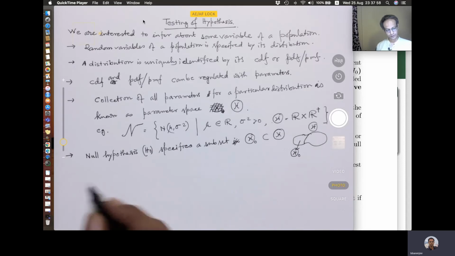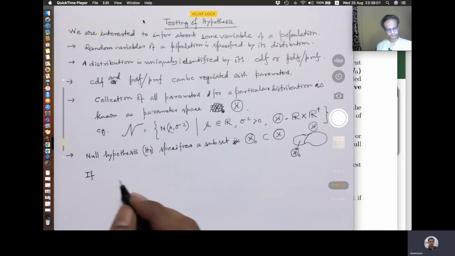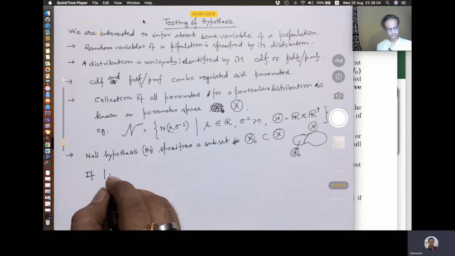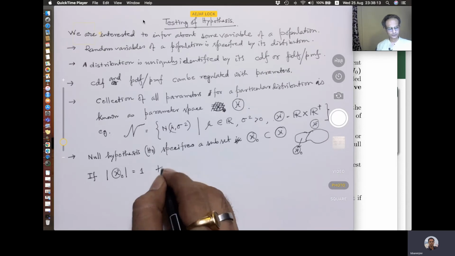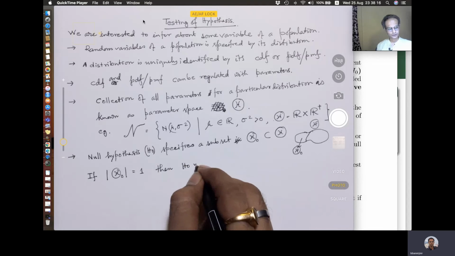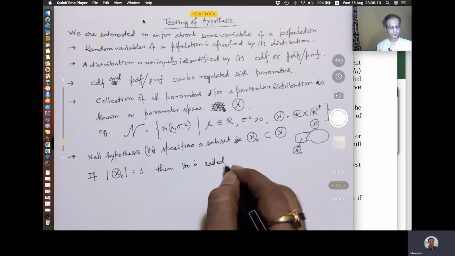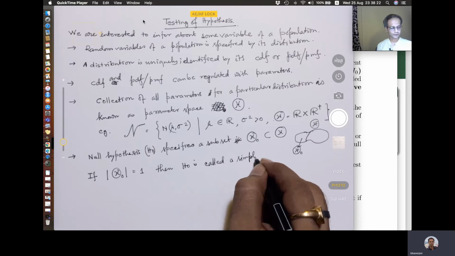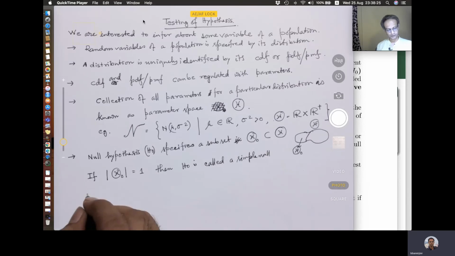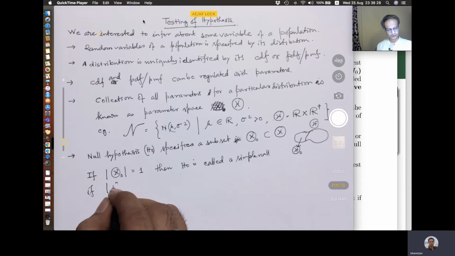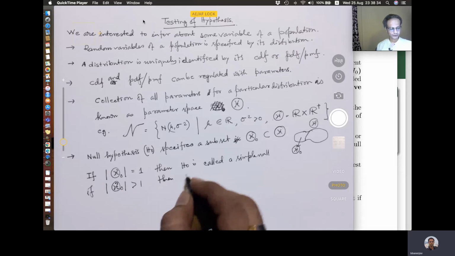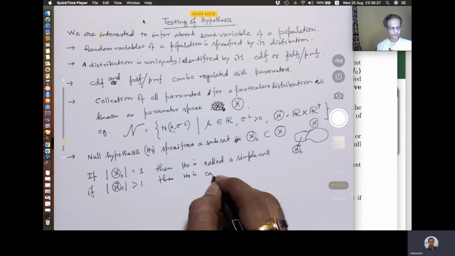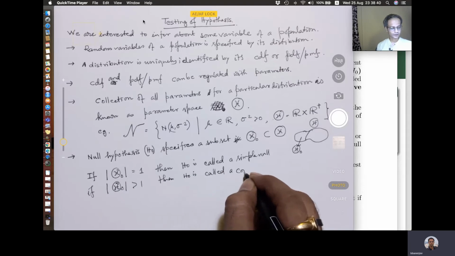Now, if the cardinality of this subset is 1, then H naught is called a simple hypothesis. And if the cardinality is greater than 1, H naught is called a composite hypothesis.